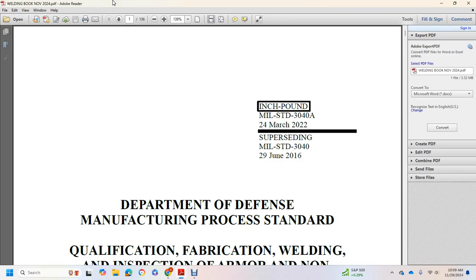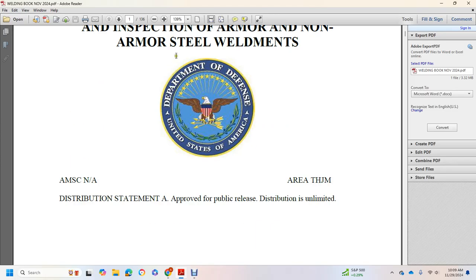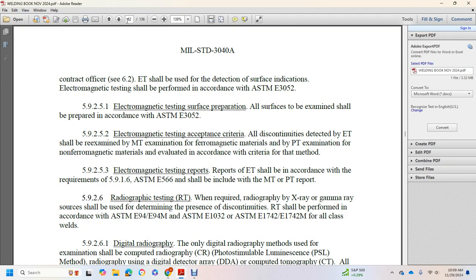Alright, Department of Defense manufacturing process, standard qualification, fabrication, welding, and inspection of armor and non-armor steel weldments. Department of Defense distribution statement: approved for public release, distribution limited, DOD, or MIL-STD-3040A. We're on page 62, halfway down.